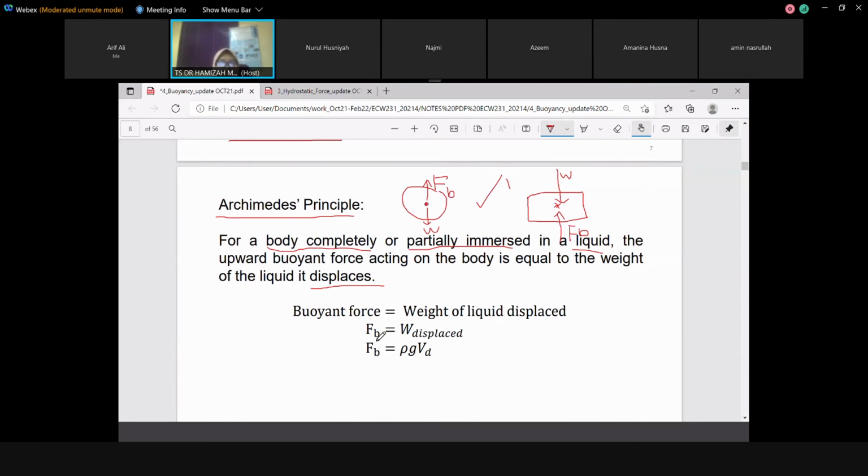Okay, so we calculate buoyant force as weight. That's why the formula is rho gV. Sebelum ni you kira weight sama kan? Rho gV is equals to vertical forces, FV. Still remember, you calculate FV using rho gV, and it also represent weight.